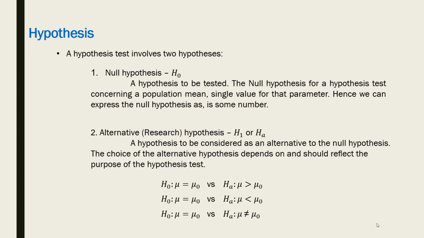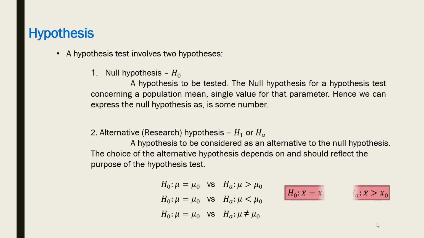Mu is the parameter. Again, understand this. Mu naught is what? Mu naught is a number, any number. That number depends on our question. That number depends on the research question, research problem.